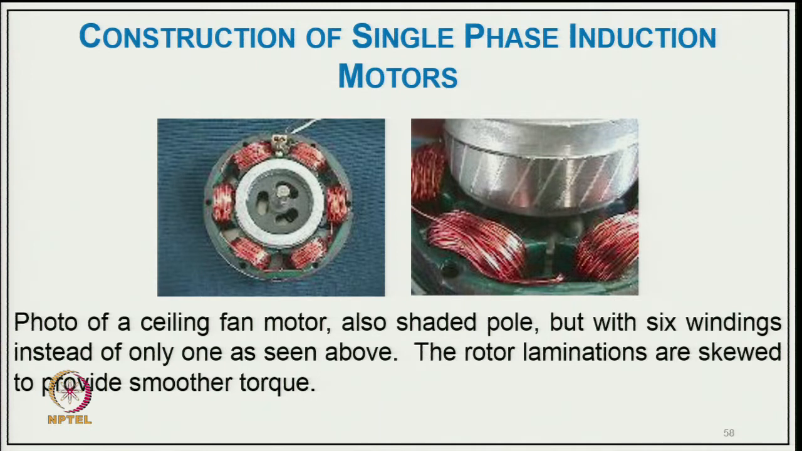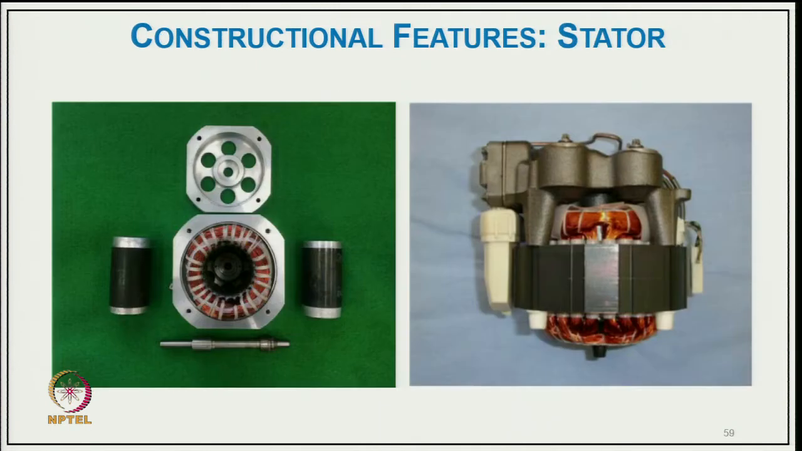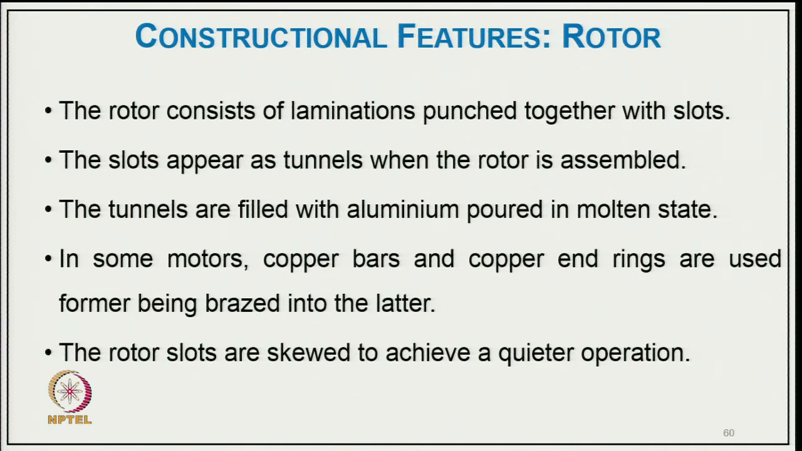The rotor laminations are skewed to provide smoother torque. Then this is typically how the shaded winding and the cage bar look. So, the rotor consists of laminations punched together with slots, and the slots appear as tunnels when the rotor is assembled. The tunnels are filled with aluminum in molten state, and in some motors copper bars and copper end rings are used, being brazed in the latter, and the rotor slots are skewed to achieve quieter operation.